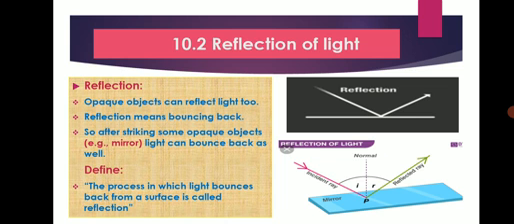This is known as bouncing back of the ball. Similarly, when the light ray hits an opaque object, the opaque object will not allow the light to pass through it. As a result, the light ray will be bounced back. Now, this bouncing back of the light ray is known as reflection. The proper definition for reflection could be the process in which light bounces back from a surface is called reflection.